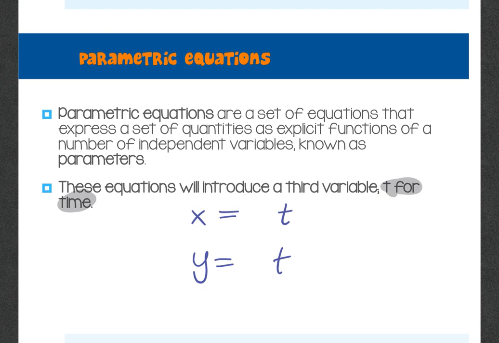We'll go back and forth between parametric and rectangular. Rectangular is what you already know. So rectangular is your typical y equals or x equals, those things without a t, just the x and y.